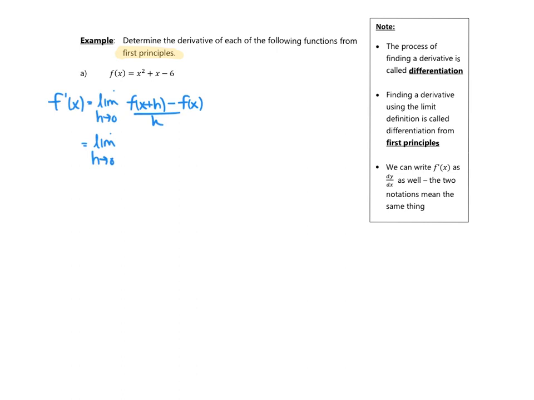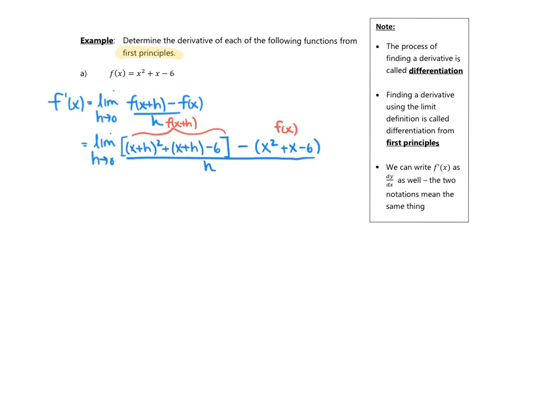Pause the video for a minute and see if you can figure out, if this is f of x right here, what's f of x plus h? Hopefully you can see that this is f of x plus h, minus this is our f of x. Now you should notice if you tried to solve this limit by substitution right now, you would get 0 on the top and 0 on the bottom. So this is a 0 over 0 situation, an indeterminate form, and so we need to do some simplifying and expanding on the top, and hopefully some good things will happen. So go ahead, pause the video, and expand and simplify the entire top.